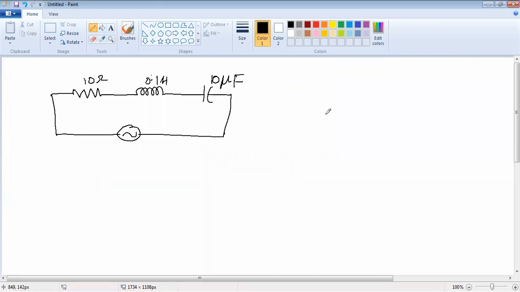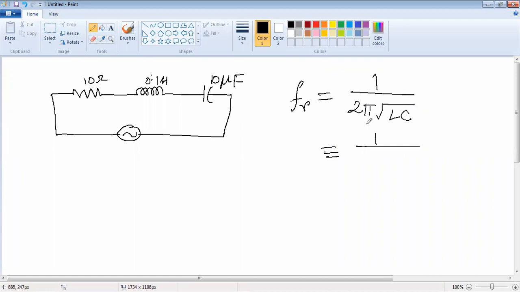So what is the resonant frequency? We know the resonant frequency Fr is equal to 1 by 2 pi root LC. This is the formula you all know. So just put the formula over here: 1 by 2 pi root over of LC.